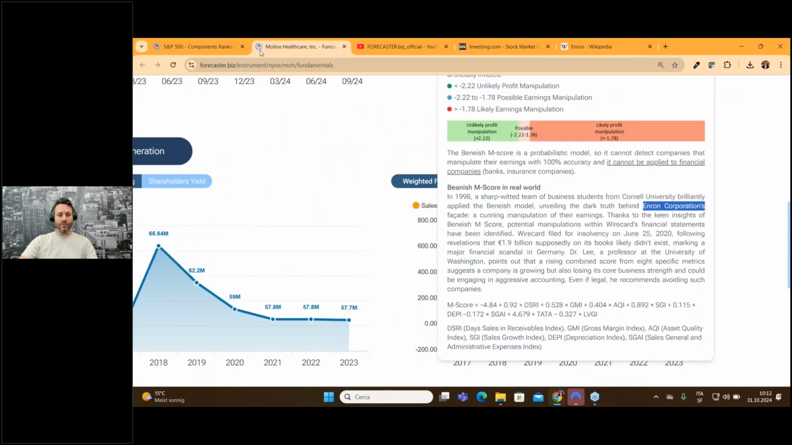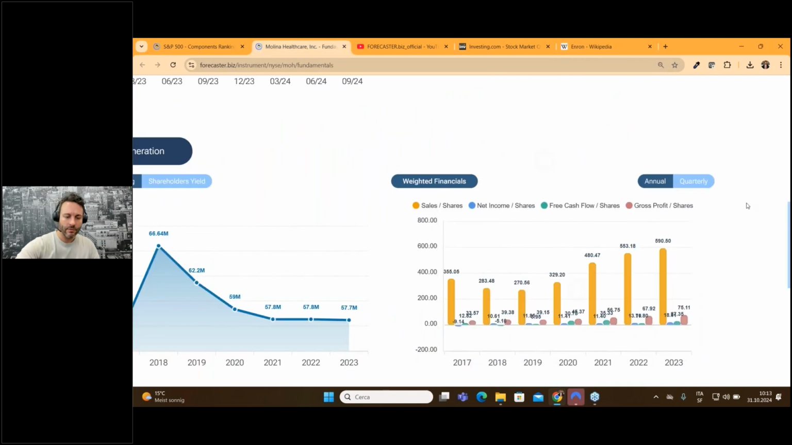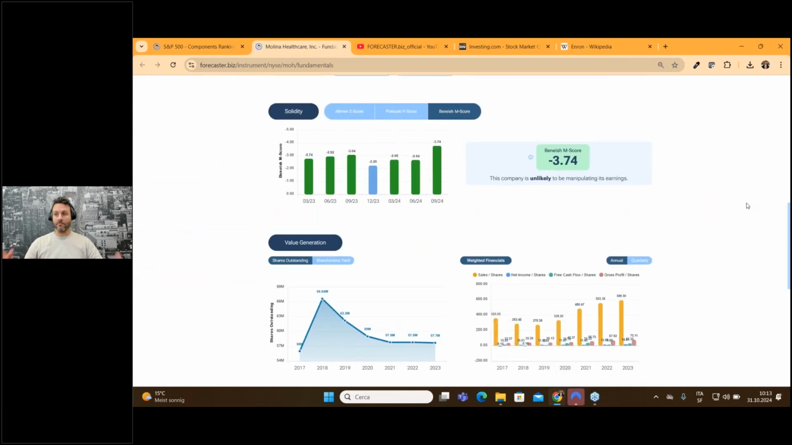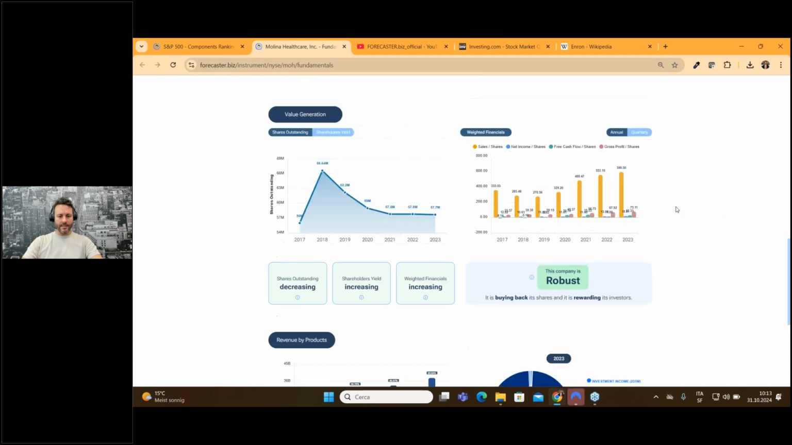And thanks to this ratio, these students found that the company was doing something bad. Anyway, let's go further in the analysis. We can go to the value generation, where we can see that the company we are talking about is robust. Very interesting, because they are buying back their shares and they are rewarding their investors.